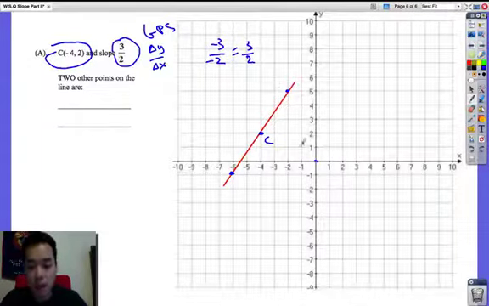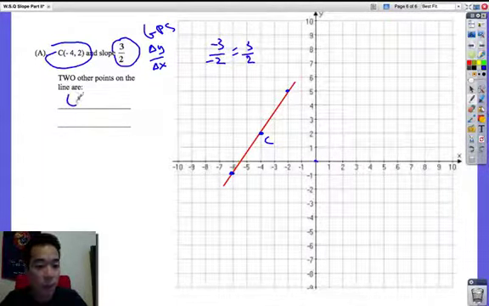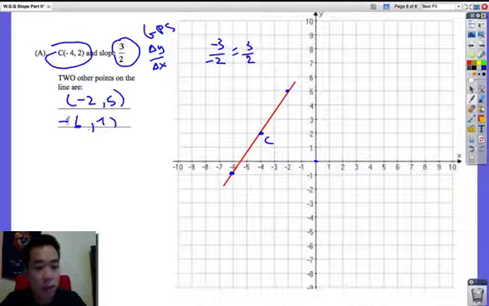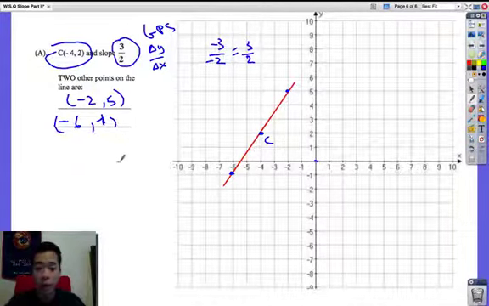So I have -2, 5. So my first pair is -2, +5. And then my second one would be at -6, -1. Those are not just the two answers to this question. You can pick any point off that line.